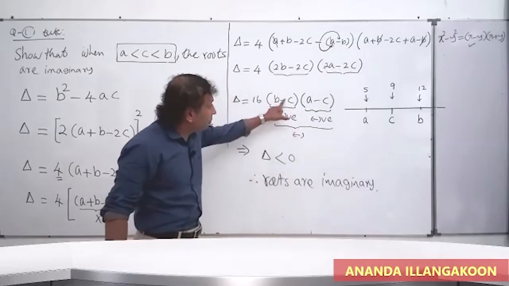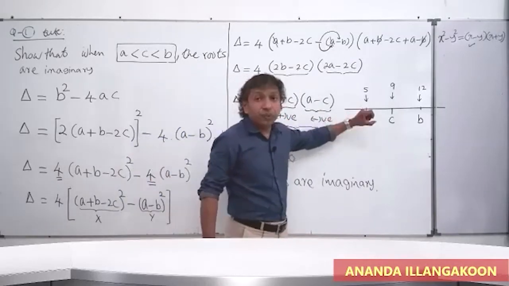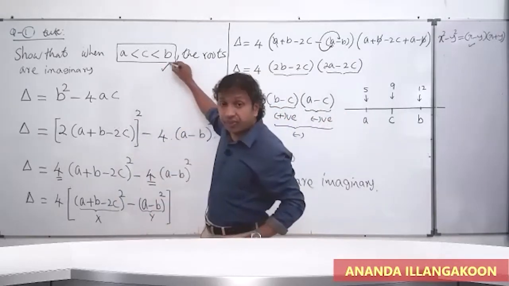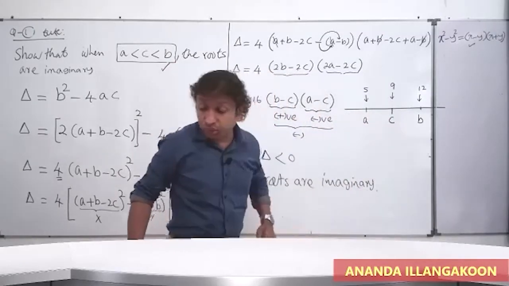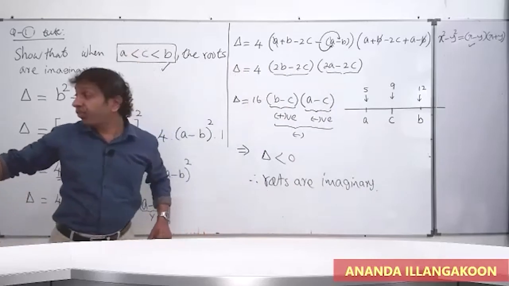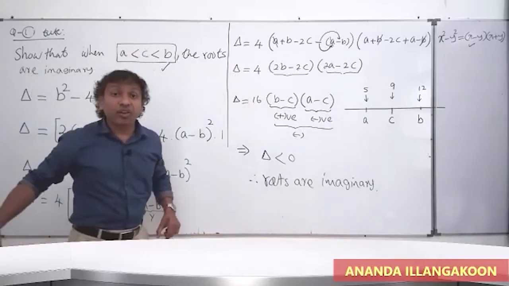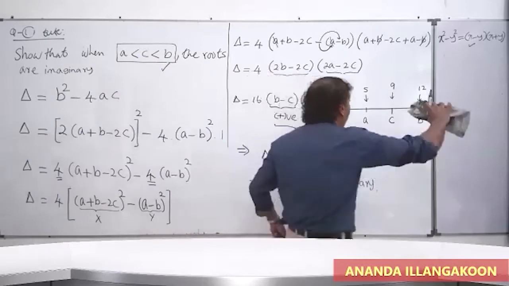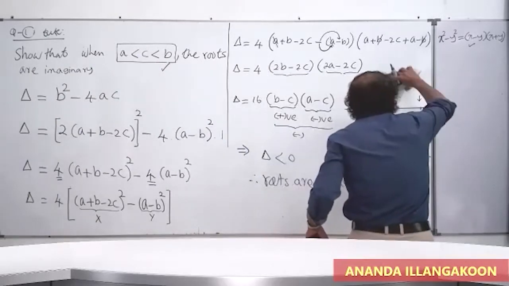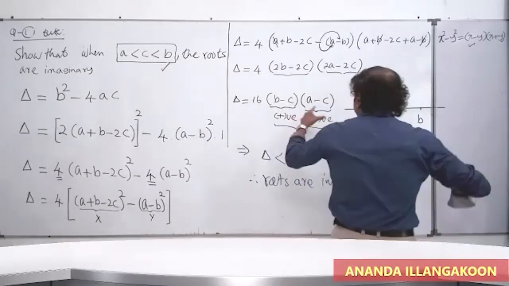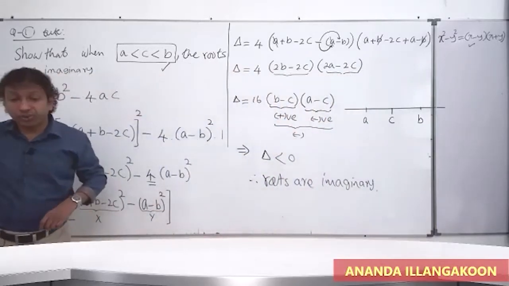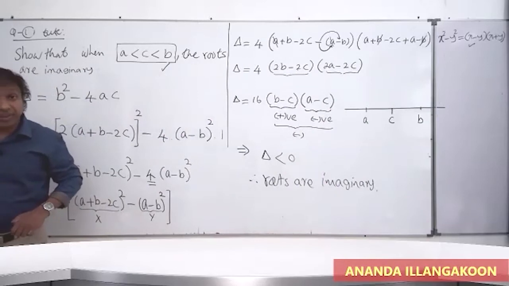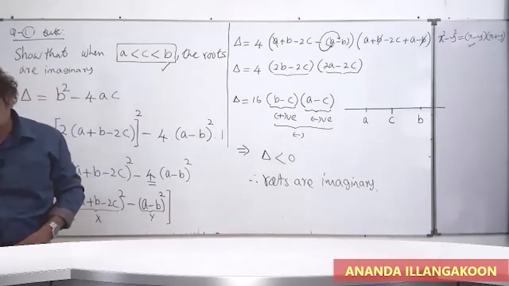To determine this product as negative, we of course used the given condition that we have to mention here. I put these 5, 9, 12 for our convenience of thinking about the sign of the difference. Don't allocate like that. I just took them in order to get a clear picture about the differences. This is how we show it. Delta negative, therefore, roots are imaginary.